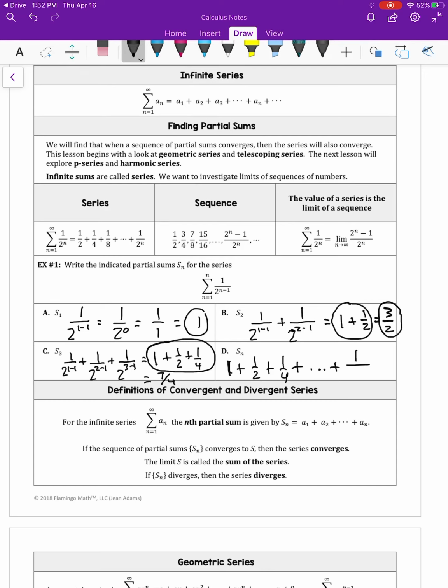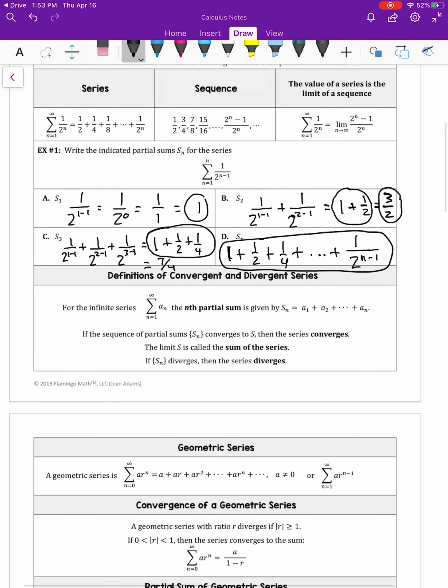And S sub n would just be basically adding the 1 plus the 1/2 plus the 1/4 plus dot dot dot plus, and then your last one would be your nth one. So that is what S sub n would look like.